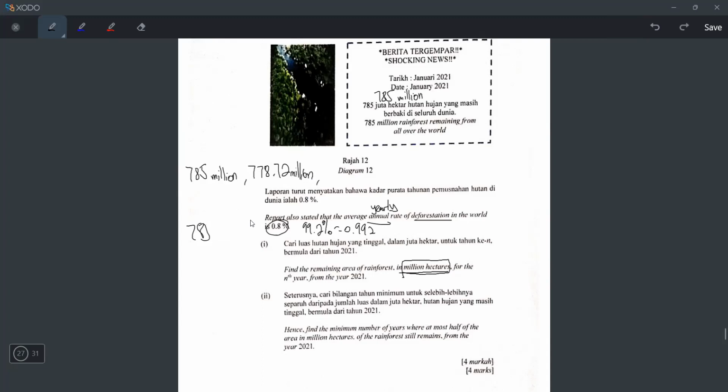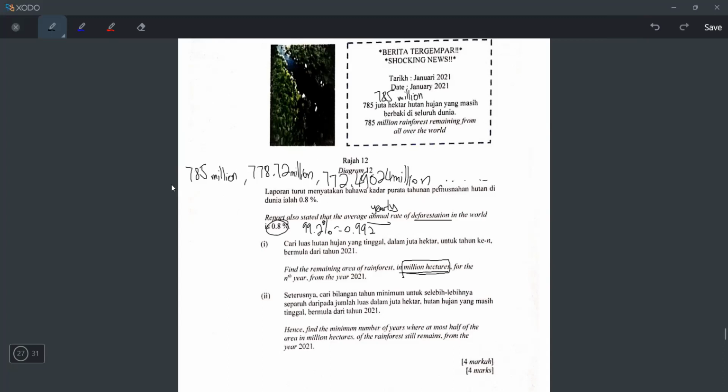They don't want to see the zeros. That's why you don't have to write 0, 0, 0, 0, 0. Let's times again: 778.72 times 0.992 again. It's 772.49024 million.